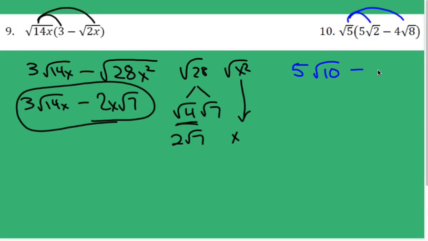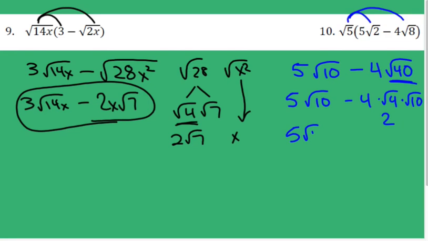All right, let's see how you did. Oh, let me erase and restart that. So negative 4 square root of, looks like 40. So I get 5 square root of 10. But then I can break up square root of 40 into that. Square root of 4 is really a fancy way of saying 2. So I get 5 square root of 10 minus 8 square root of 10.